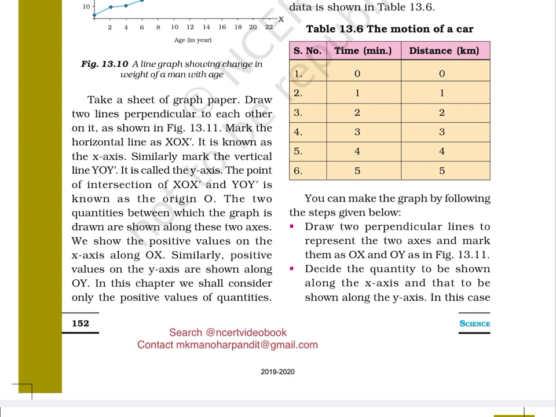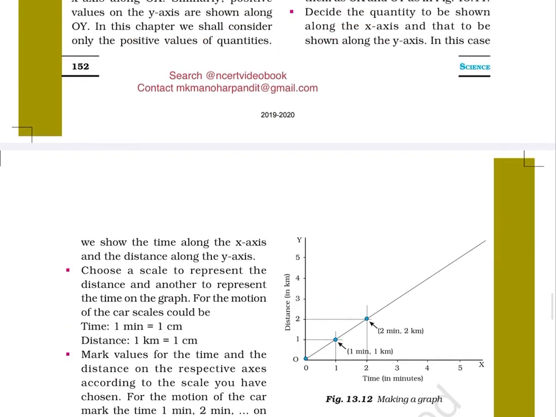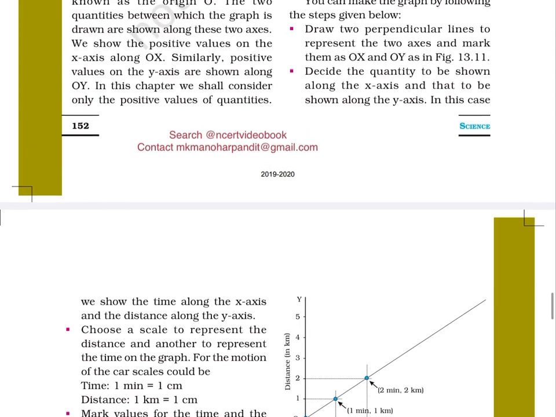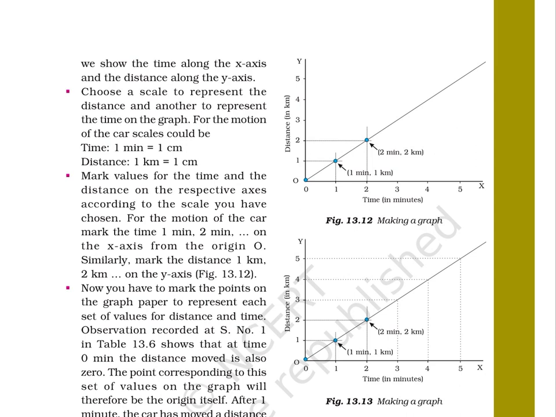You can make the graph by following the steps given here. 1. Draw two perpendicular lines to represent the two axes and mark them as OX and OY as in figure 13.11. 2. Decide the quantity to be drawn along the x-axis and that to be drawn along the y-axis. In this case, we represent the time along the x-axis and the distance along the y-axis.